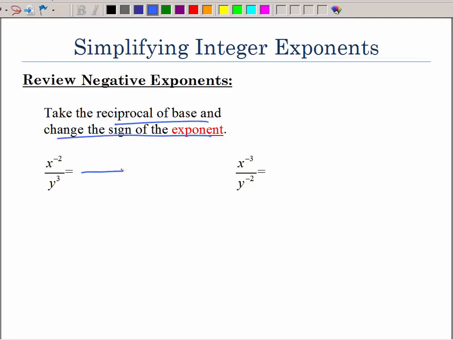So if you have a fraction, leave the fraction. Anything that has a positive exponent, leave it where it is. And if it's a negative exponent on top of a fraction, it comes to the bottom. And remember, the reciprocal of x is 1 over x. And here we have a negative exponent on top, so it needs to come to the bottom to make it a positive exponent. And if it's on the bottom, it needs to come to the top.